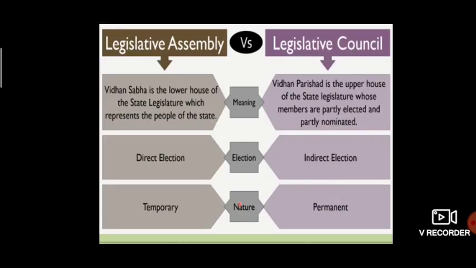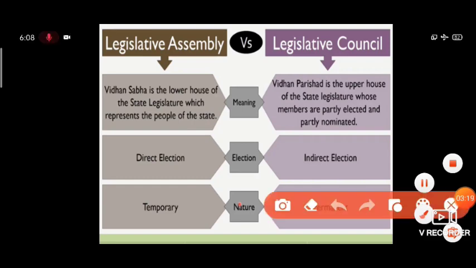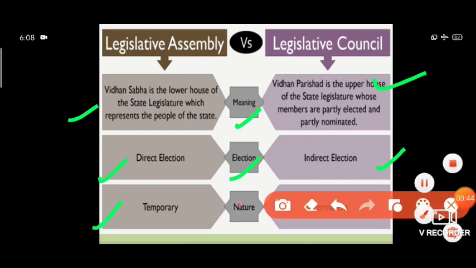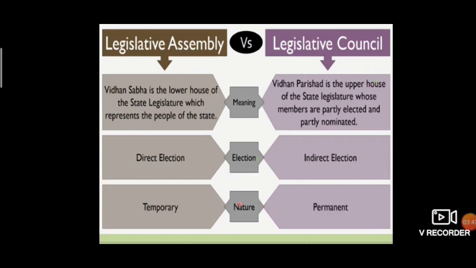Okay, this is a slight difference, just to make it clearer: the state legislative assembly and legislative council. Vidhan Sabha is the lower house of the state legislature, which represents the people of the state. If we talk about the meaning, Vidhan Sabha is the lower house, Vidhan Parishad is the upper house. Now elections: Vidhan Sabha has direct elections, meaning through voting, whereas the Legislative Council has indirect elections. They are not through voting, they are nominated. So next is nature. Legislative Assembly is temporary, whereas Legislative Council is permanent.